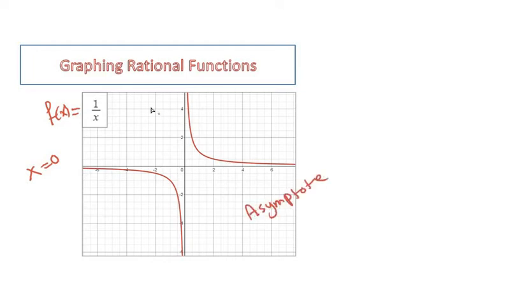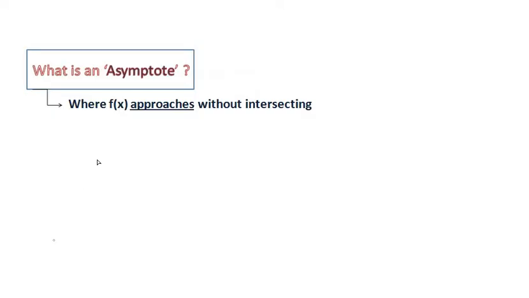The equation of the y-axis is x equals 0, and the equation of the x-axis is the line y equals 0. So this graph has two asymptotes, a vertical asymptote at x equals 0 and a horizontal asymptote at y equals 0. Actually, that's why rational functions are considered special, because they have properties that regular polynomial functions don't have. So an asymptote is where f of x approaches without intersecting.